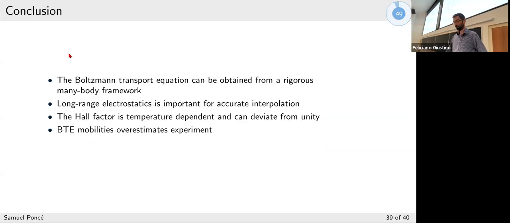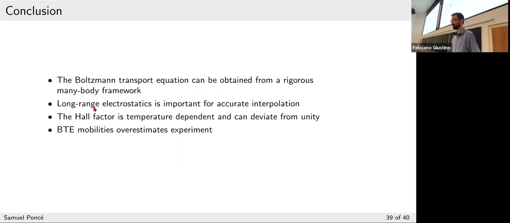Okay, so with that, I'm done. The take-home message is that the Boltzmann transport equation can really be obtained starting from a fully many-body framework. So it's not a phenomenological equation. It's really something you can show that starts from this very general many-body framework, and then you do a number of approximations, and then you obtain this Boltzmann transport equation. If we want to go beyond, we can try to remove some of those approximations and try to be more accurate.